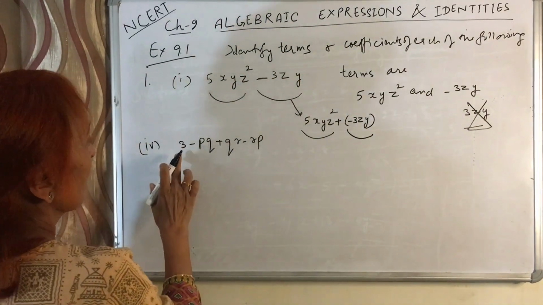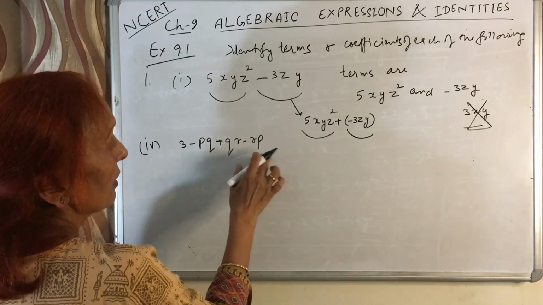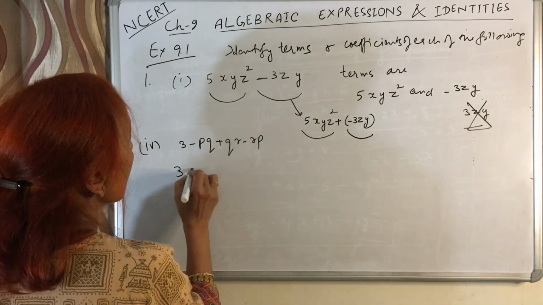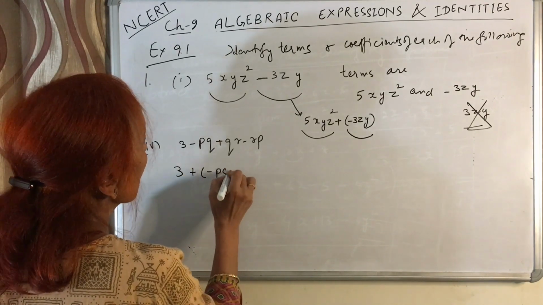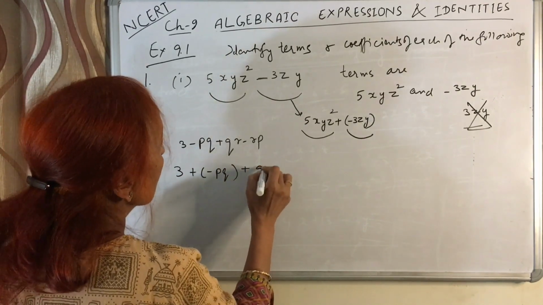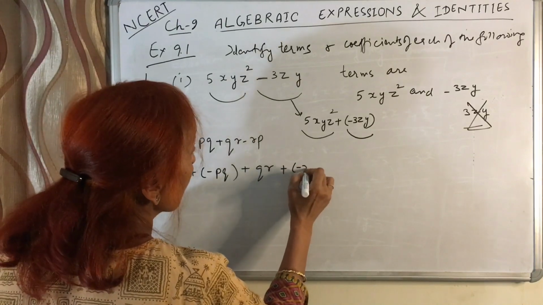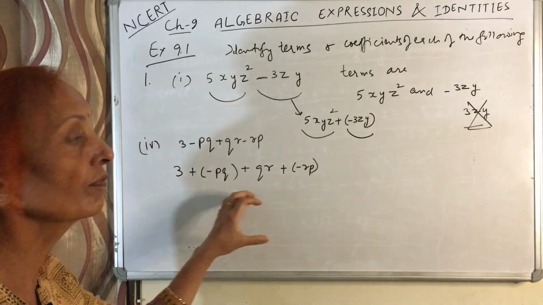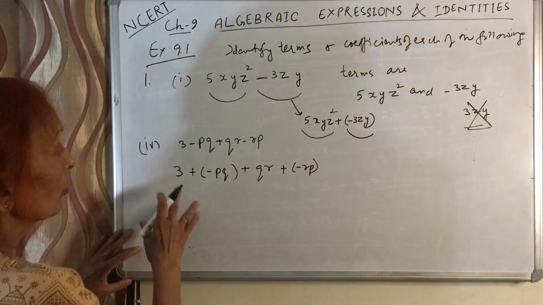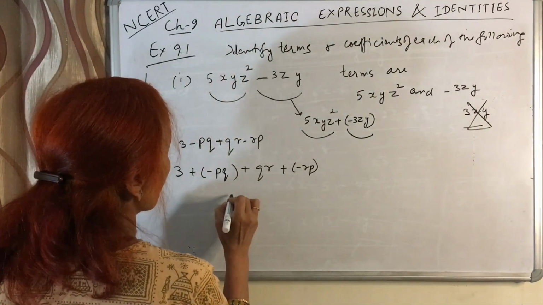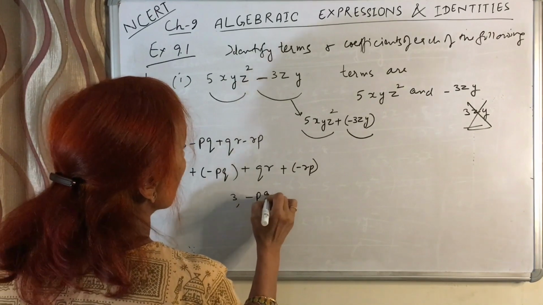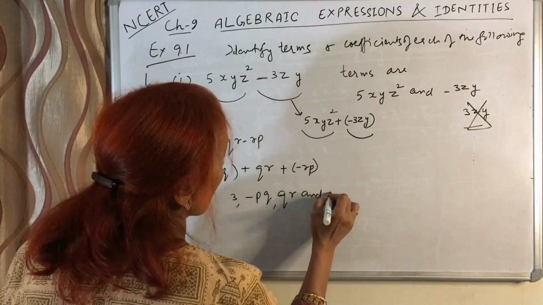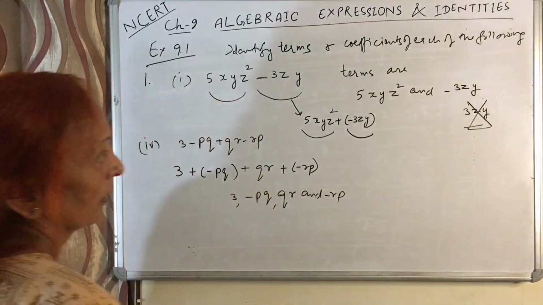Next is this, 3 minus pq plus qr minus rp. So, I can write this as 3 plus minus pq plus qr plus minus rp. We will write this expression as addition of the parts. So, now the terms are 3, minus pq, qr and minus rp.